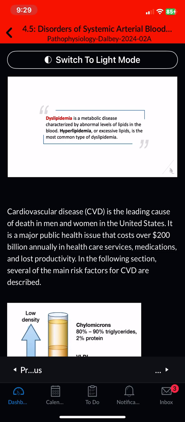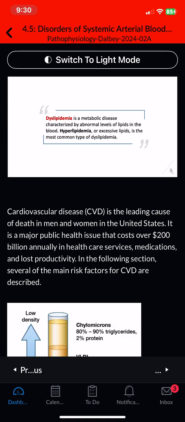The first arterial blood flow disorder we're going to take a look at is dyslipidemia, which is a metabolic disease characterized by abnormal levels of lipid in the blood. The most common form of dyslipidemia is hyperlipidemia, or an excess of lipids in our bloodstream.